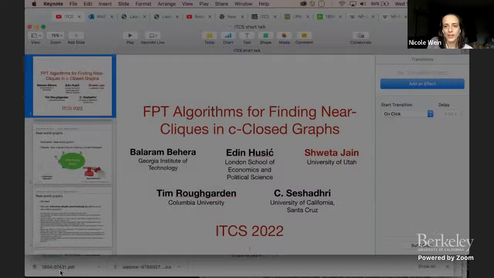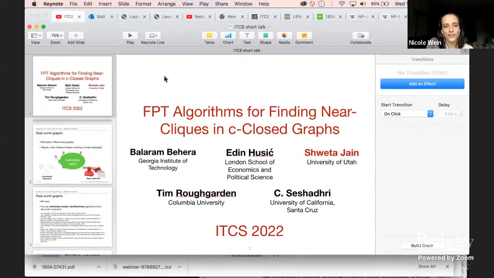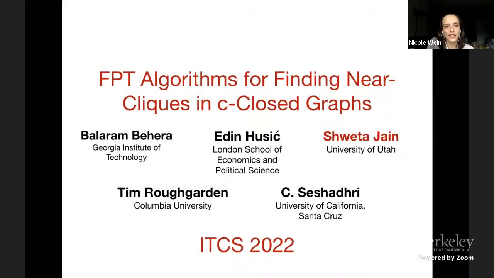So the next talk will be by Shweta Jain on FPT algorithms for finding near-cliques in C-closed graphs.